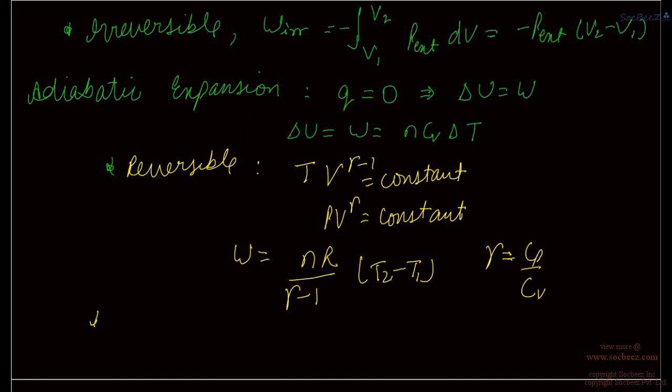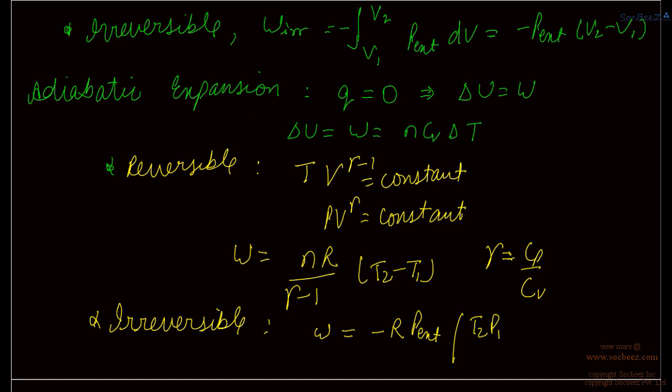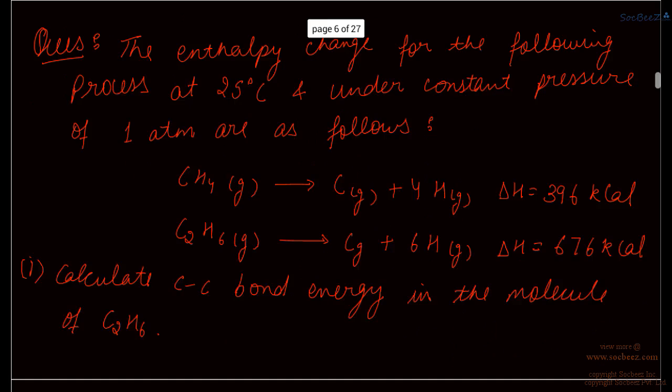Now, there is also an expression for irreversible adiabatic expansion. For irreversible adiabatic expansion, work done equals minus R into P external into T2 P1 minus T1 P2 upon P1 P2. This is for 1 mole. Okay, now let's come to thermochemistry.